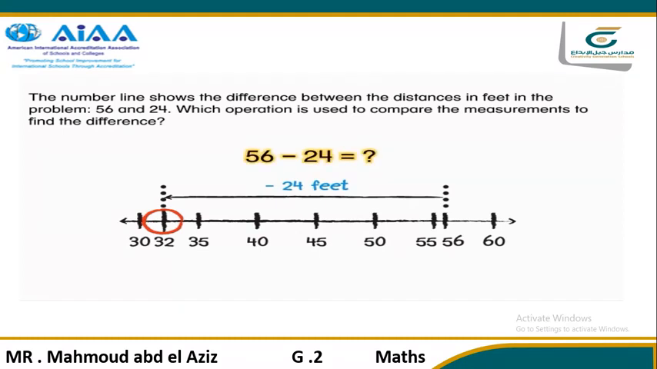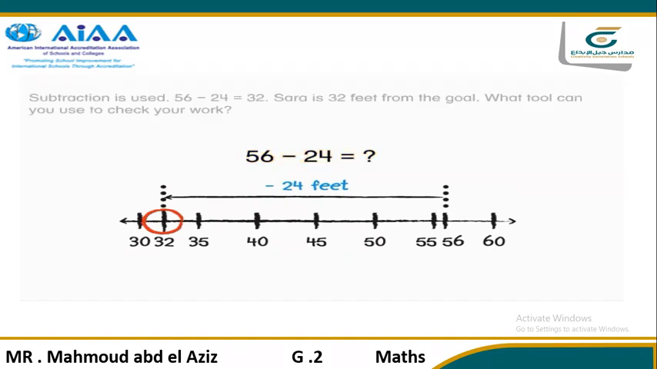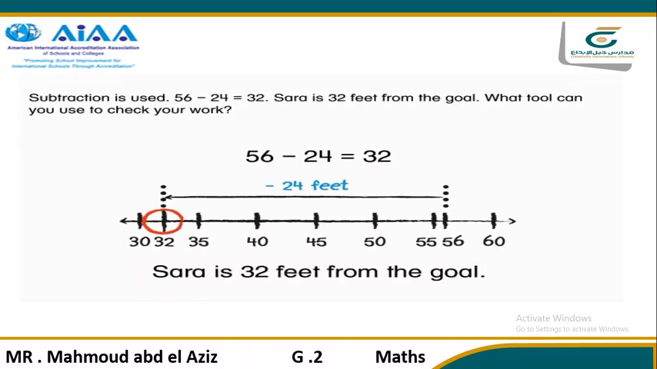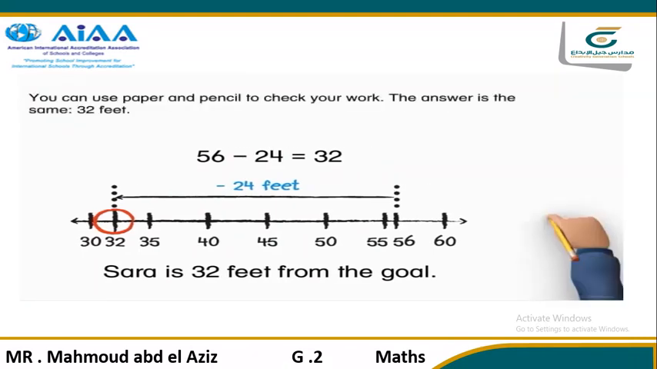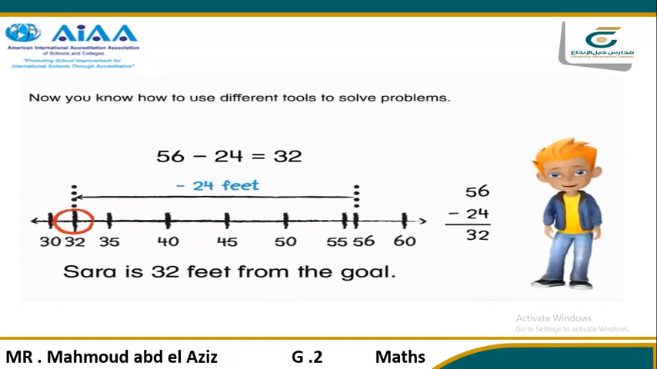Which operation is used to compare the measurements to find the difference? Subtraction is used. 56 minus 24 equals 32. Sarah is 32 feet from the goal. What tool can you use to check your work? You can use paper and pencil to check your work. The answer is the same, 32 feet. Now you know how to use different tools to solve problems.